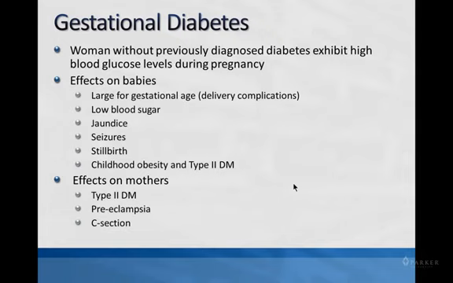Now, on the mothers, if the mothers with gestational diabetes are not managing or treating that diabetes, they have an increased risk of developing type 2 diabetes mellitus, and in some cases overt type 1 diabetes mellitus later in life. They have increased risk of developing preeclampsia during the pregnancy, which is extremely dangerous to the child as well as the mother. And they have an increased risk of having to have a C-section, so that kind of leads back to those delivery complications. And no one wants to have a C-section if they can help it.